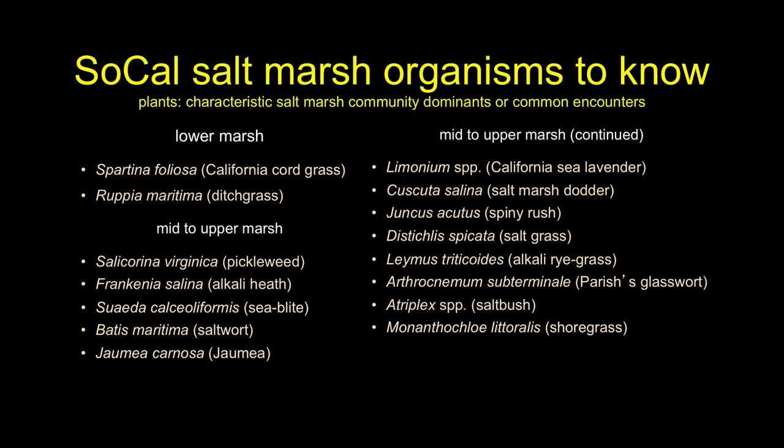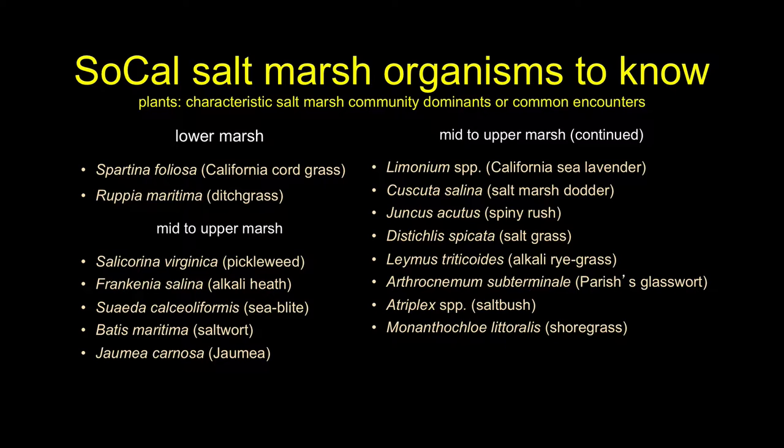Okay, next is, what are the community dominants? What are the things we most typically see, that we would most expect to see in our restoration, or hope to see in our restoration? So down low, if we're going to have any Spartina, it's going to be Spartina foliosa, the native Spartina, and maybe a little bit of Ruppia. Maybe, but not much.